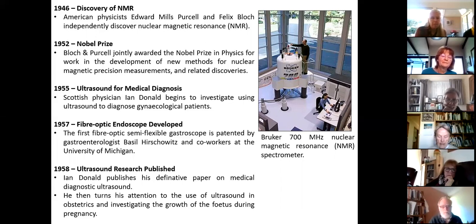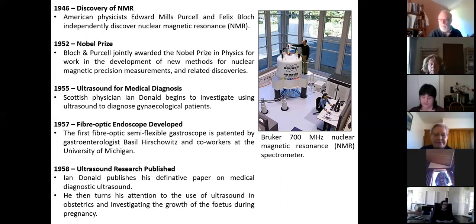1957, fibre optic technology started becoming more and more refined, and then came the use of this technology by the gastroenterologist Basil Hirschowitz and his co-workers at the University of Michigan, and they developed a fibre optic endoscope. And of course, we know what the development of that is. We have gastroscopy and colonoscopy performed using these fibre optic endoscopic devices.